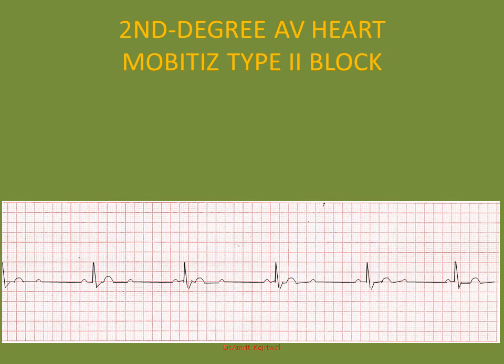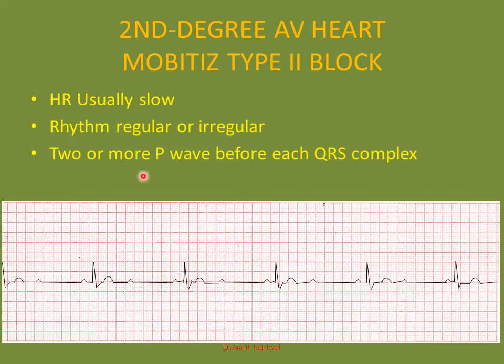Second degree Mobitz block. Heart rate is usually slow, rhythm is regular or irregular, two or more P waves before each QRS complex. So you've got two P waves, one QRS complex, two P waves, one QRS complex, two P waves, one QRS complex. This is a 2:1 block. If there are three P waves before each QRS complex, it is called 3:1 block. And PR interval in the present part over here is 0.12 second, 0.2, 0.2, and QRS duration is less than 0.12.